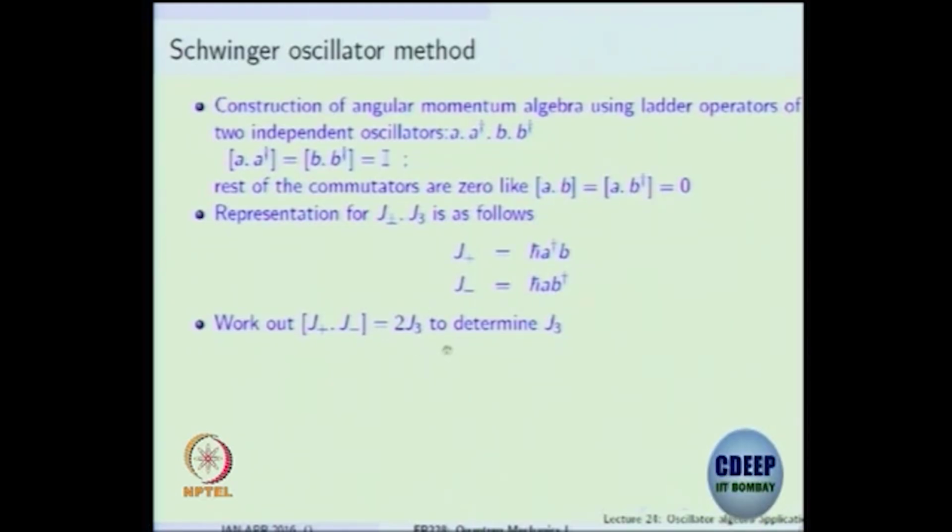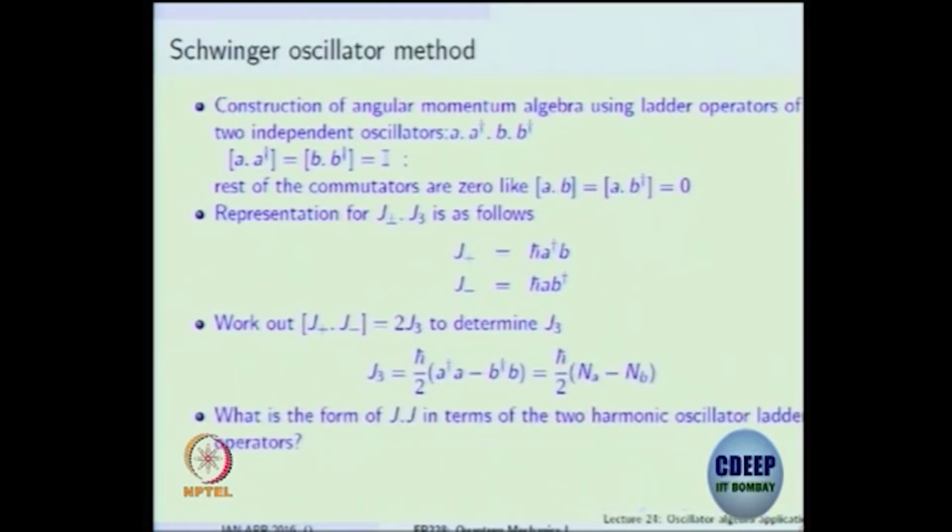So now to find what is J3, substitute these two here and determine what you get for J3. I'll leave it to you to do this. Please try this out. J3 should be a function, again involving the four ladder operators. And interestingly, if you work this out, you will find that you get it to be a difference between the number of operators. Please work this out. Similarly, work out what is J dot J.